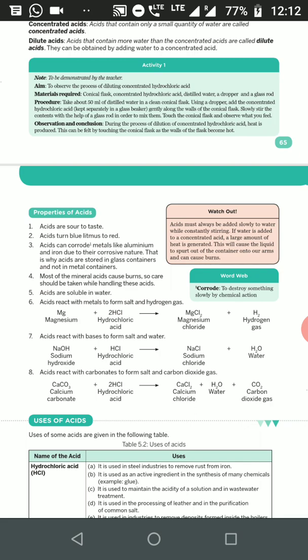Similarly, with the base, when it reacts, see the reaction. Mg plus HCl gives rise to MgCl2 plus H2. With the base, that is, we have taken sodium hydroxide and hydrochloric acid, it forms sodium chloride plus water.